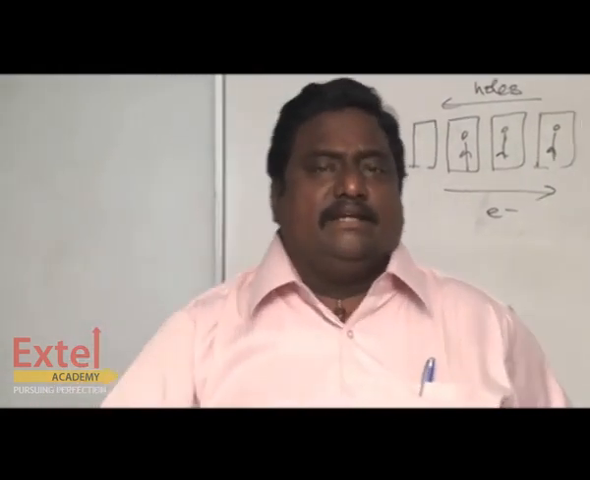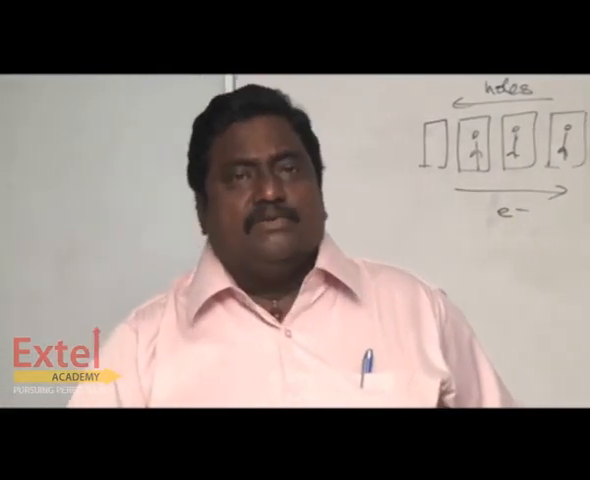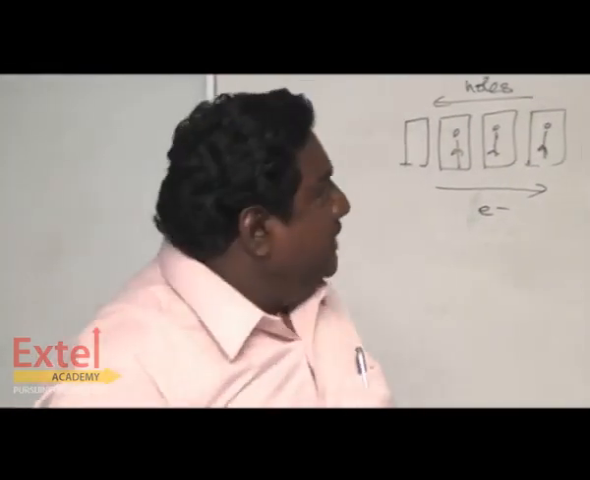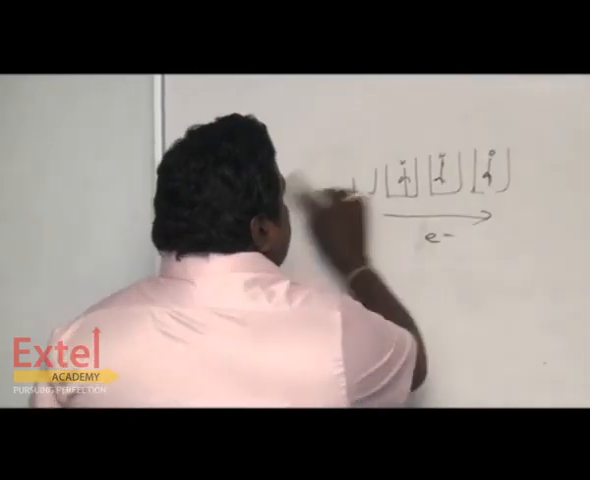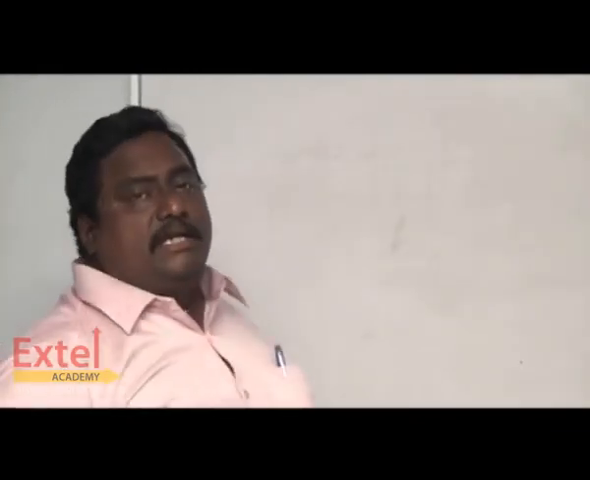Within the extrinsic semiconductor itself, suppose you have more negatively charged electrons, then it is called an N-type semiconductor. Suppose it has more positive holes, it is called a P-type semiconductor. N means negative, that's why N-type, negative electrons are more. P-type, positive holes are there. Now let's move on to another topic.